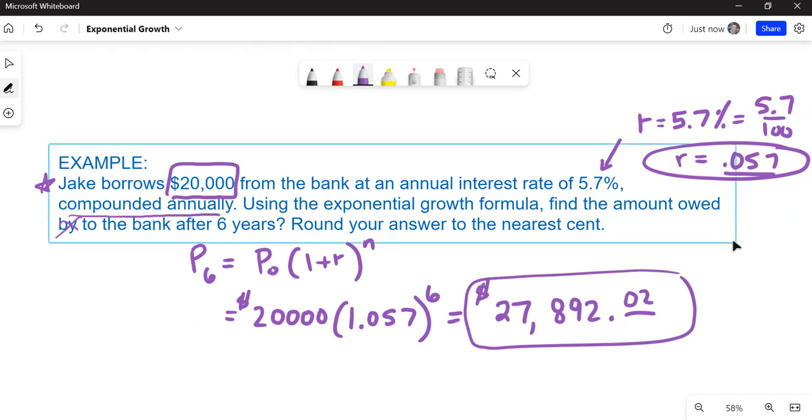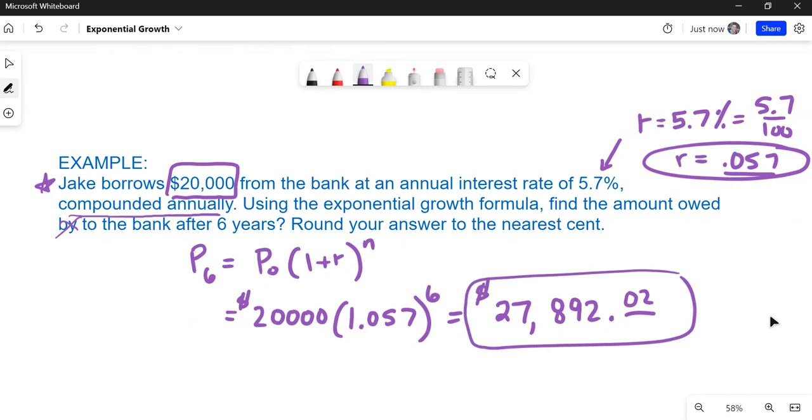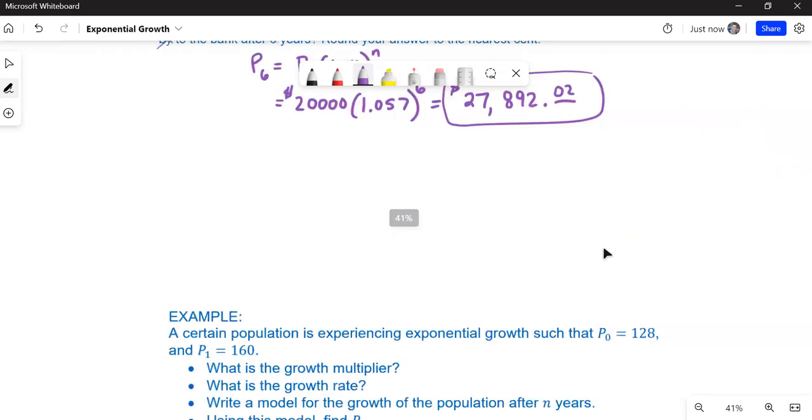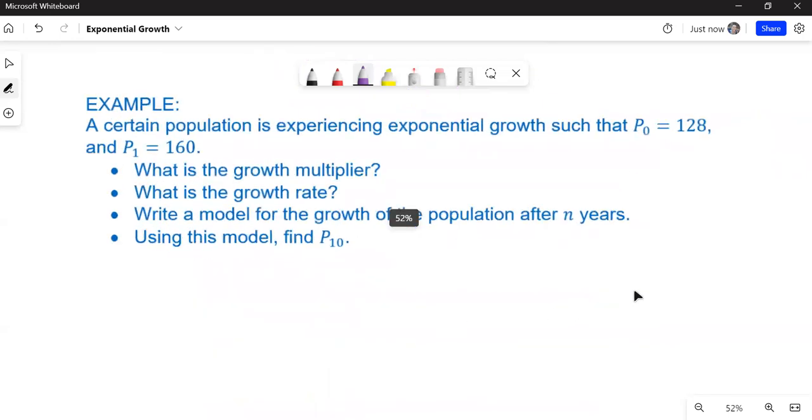Now, the flip of that is that if he was investing money at a 5.7% interest rate, then that would be money earned rather than money owed. That's kind of how money works. Let's take a look at a couple other examples. These are a little more abstract.